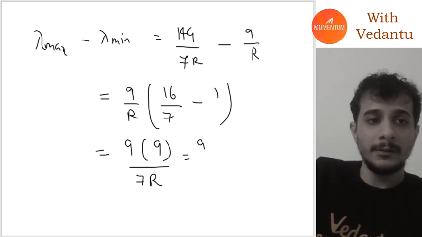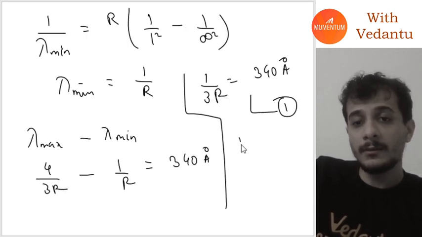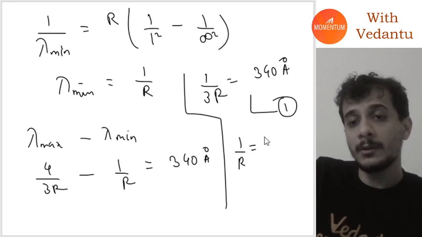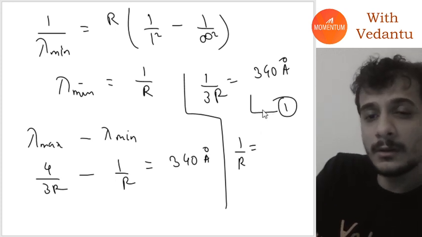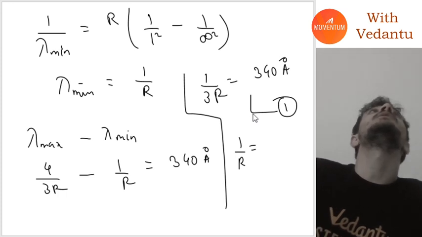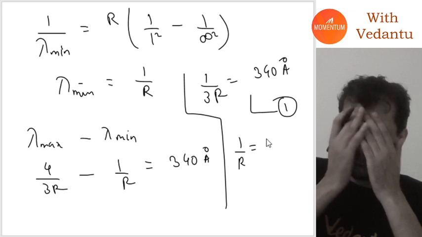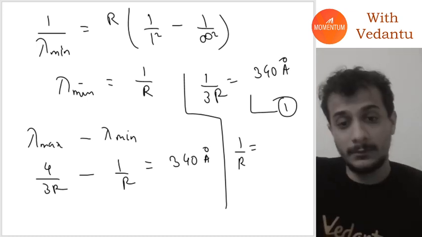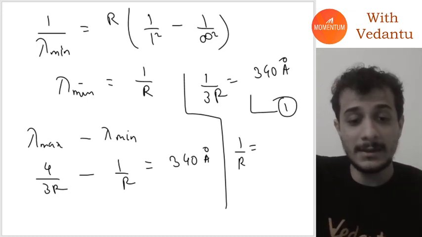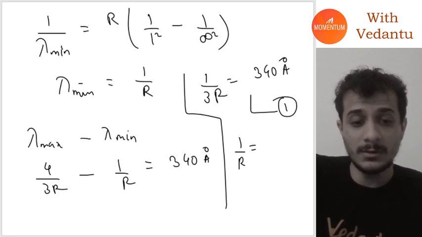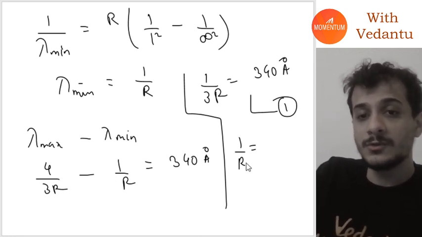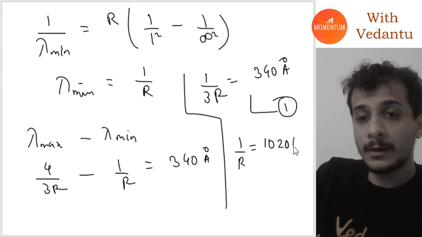Okay, I will just go back to this and write 1 by r is equal to 340 into 3. Now, do you know what 340 into 3 is? 340 into 2 is 680. My maths is supposed to be the strongest. Okay, that will be 1020. So 1 by r will be 1020 angstroms.